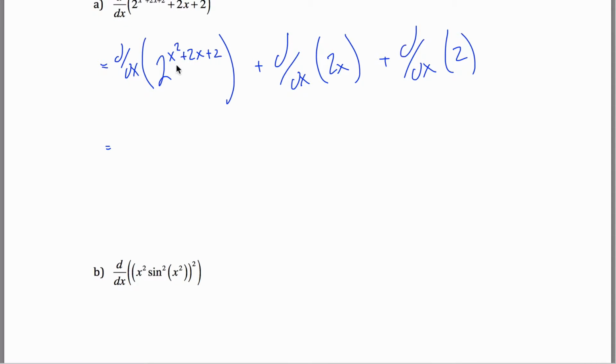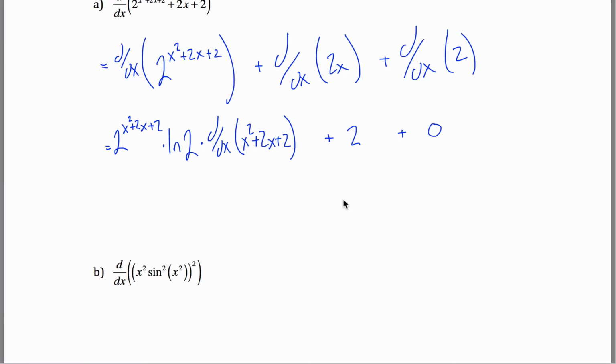To take the derivative of this mess, well, you want to recognize you got a chain rule going on. The outer function is 2 raised up to some stuff. So the derivative of 2 raised up to some stuff is 2 raised up to that stuff times the natural log of 2. But then you're not done. You still have to multiply that by the derivative of that stuff. So all of this goes to this, and then the derivative of 2x is just 2, and the derivative of 2 is 0. So I still have a little bit of calculus left to do in here.